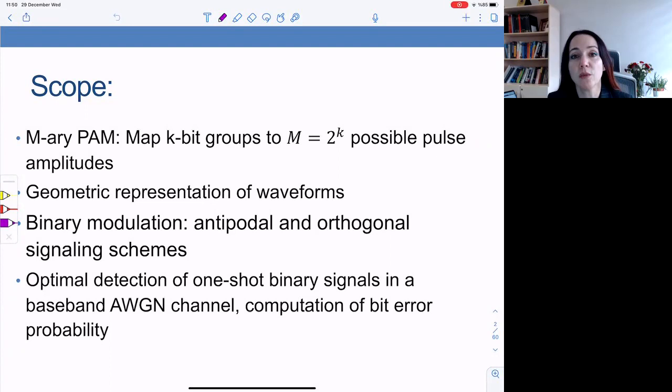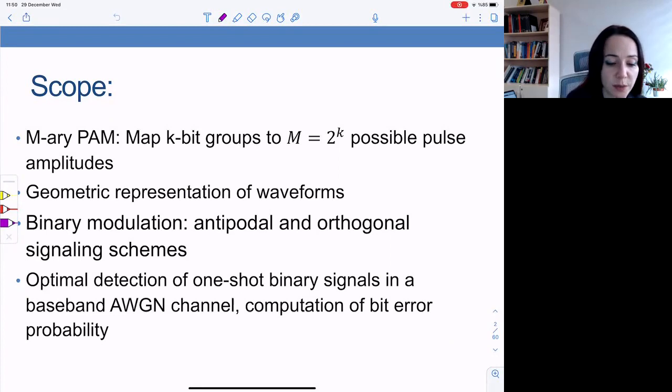However, we want to give a solid introduction so that you will understand the basic concepts of digital modulation and be able to analyze the bit error probability of binary modulation, one-shot modulation by the end of this chapter. And the related material is in chapter 8 of the textbook.